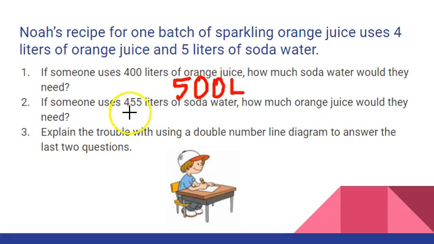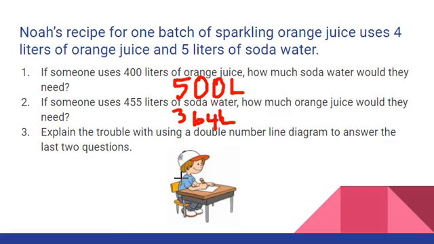If I had 455 liters of soda water, how much orange juice would I need? Well, I'd have to divide this by 5, right? And then multiply whatever I got by 4. 455 divided by 5 would be 91. 91 times 4 would give me 364.